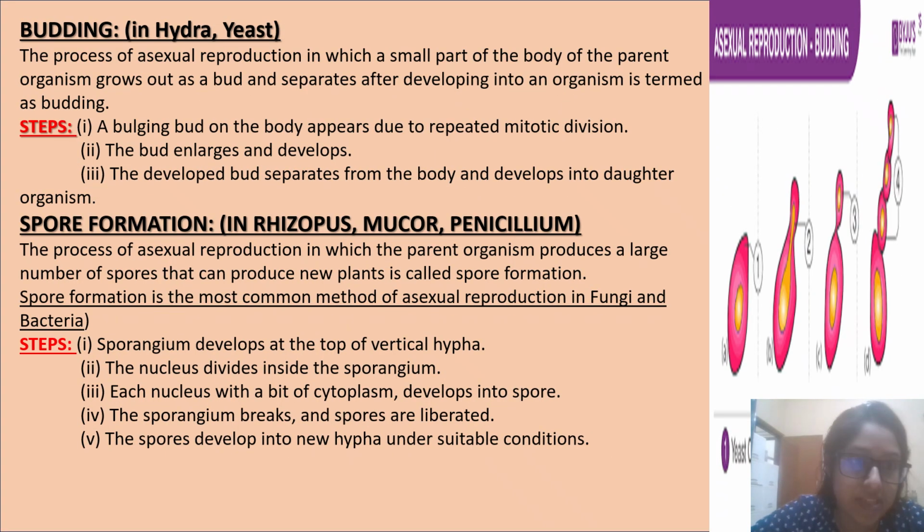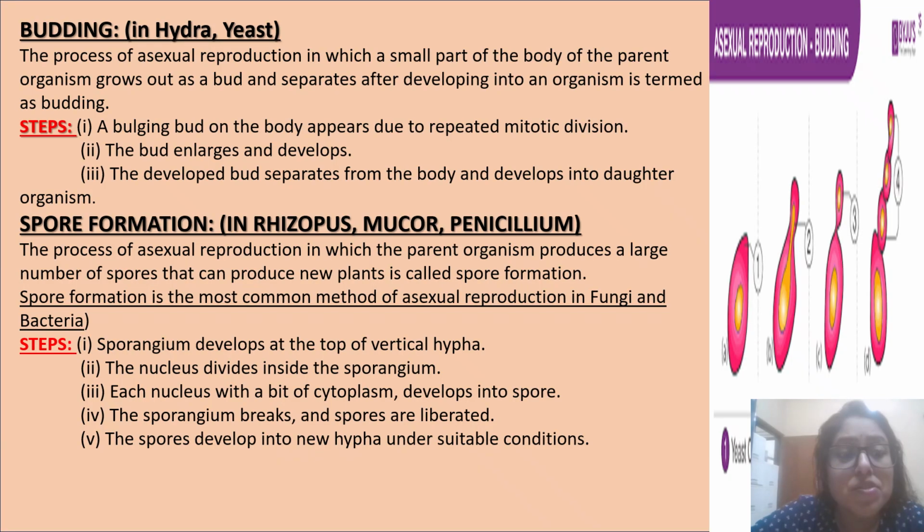Next type is budding, which is seen in Hydra and yeast. This process of asexual reproduction in which a small part of the body of the parent organism grows out as a bud and separates after developing into an organism is termed as budding. Steps. A bulging bud on the body appears due to repeated mitotic division. The bud enlarges and develops. The developed bud separates from the body and develops into a daughter organism.